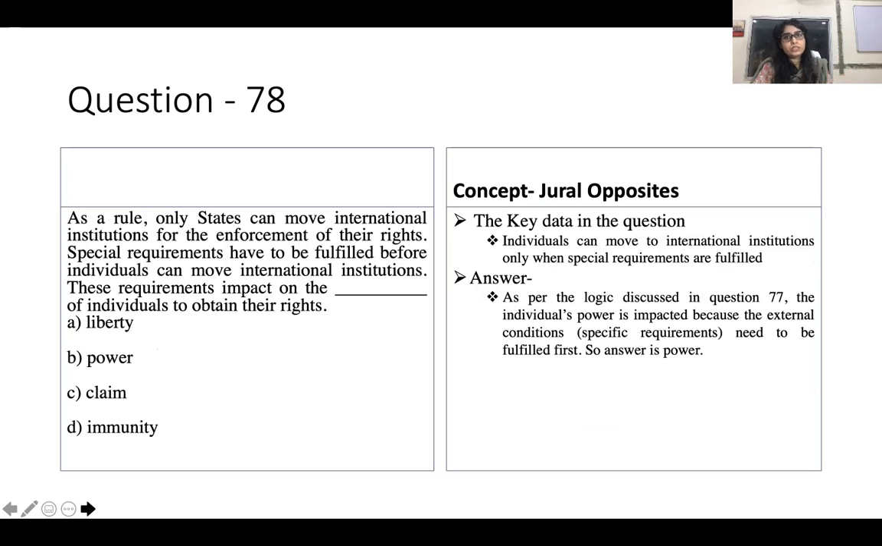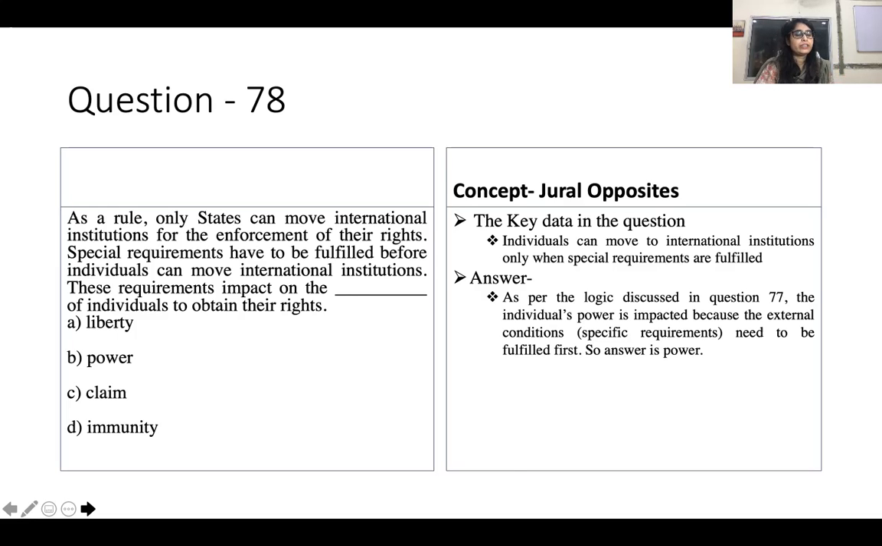Let's see how. The concept used here is jural opposites, and the data given in the question is individuals can move to international institutions only when special requirements are fulfilled. Remember, only when special requirements are fulfilled. Again, the same condition which we have just seen in question 77. There were certain conditions that needed to be fulfilled when you're going to file a plaint or defend it. So what will be the answer here? As per the logic already discussed in question 77, the individual's power is impacted, because the external conditions need to be fulfilled first. And what are the external conditions here? Your special requirements. So if the power is impacted, obviously the answer is power.